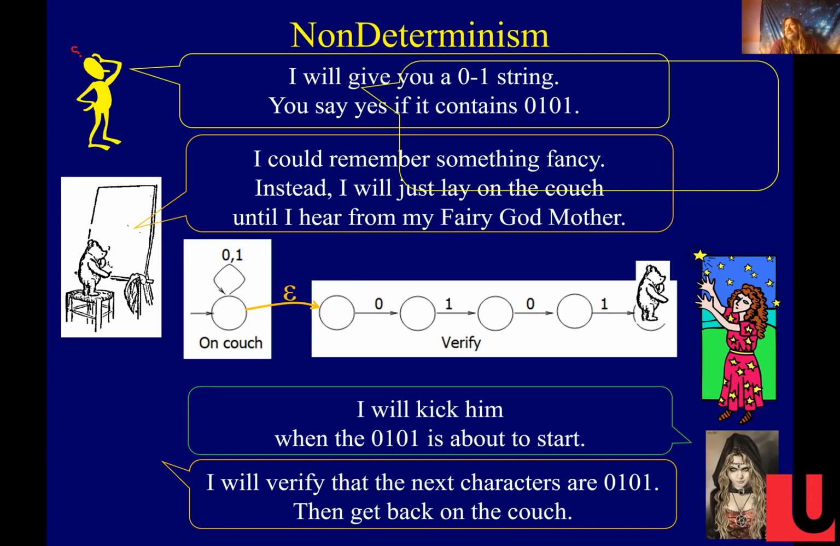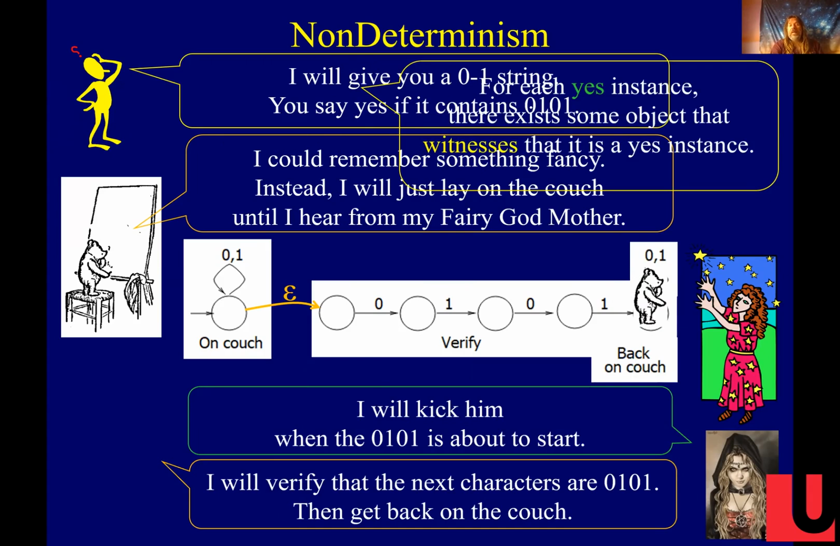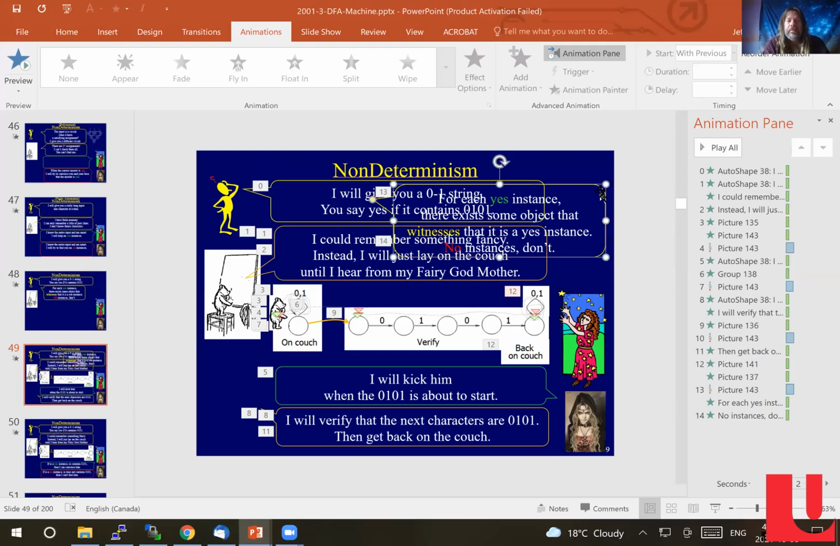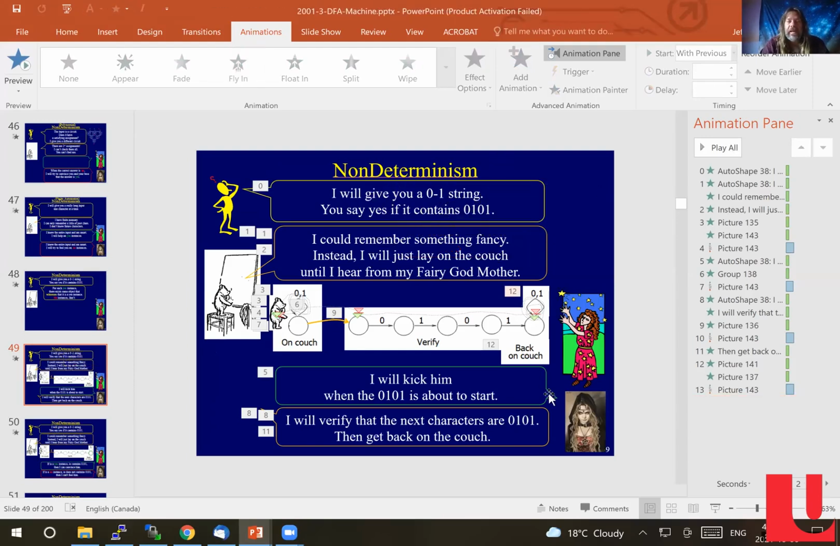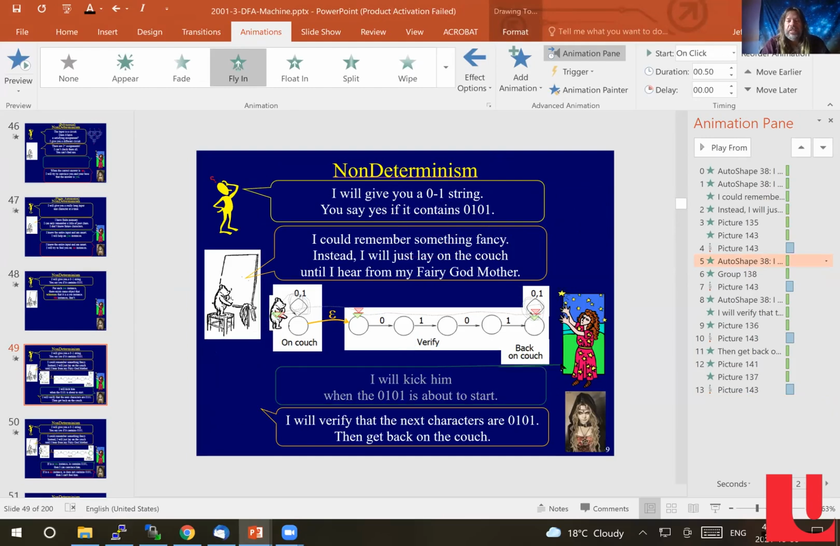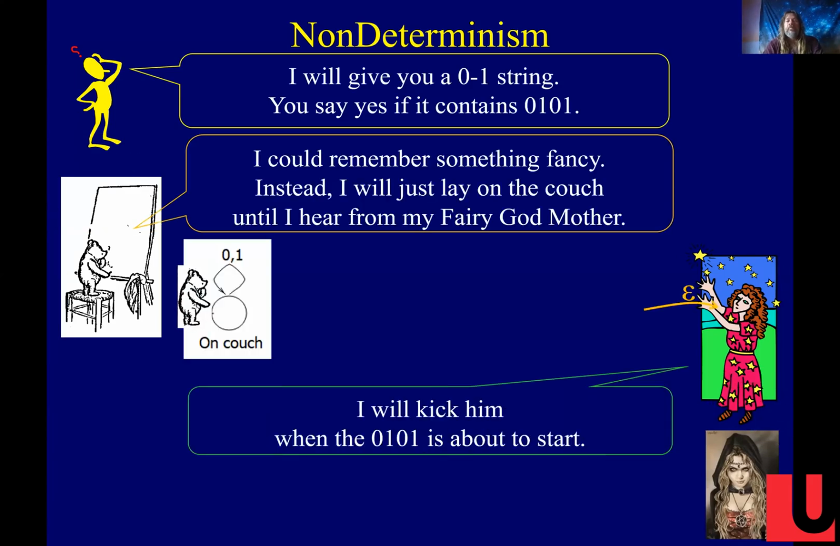He knows it contains 0, 1, 0, 1. So what does he do? He gets back on the couch, right? And when he's on the couch, he just lets the rest of the input by. What's this thing here? We didn't really need that. And this guy, she really should be talking to him. All right. Everybody good with that?